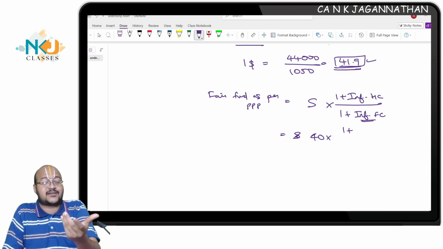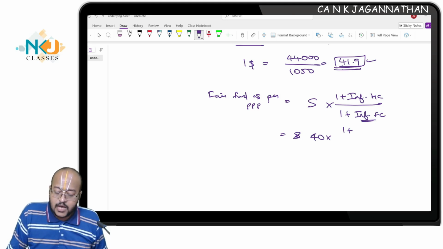And this is home currency, the other currency. That will be very confusing. That's why I use this. Okay, very simple and straightforward.